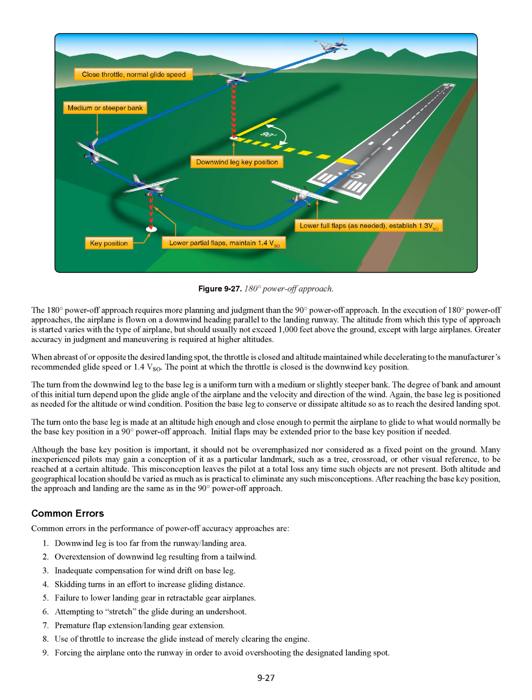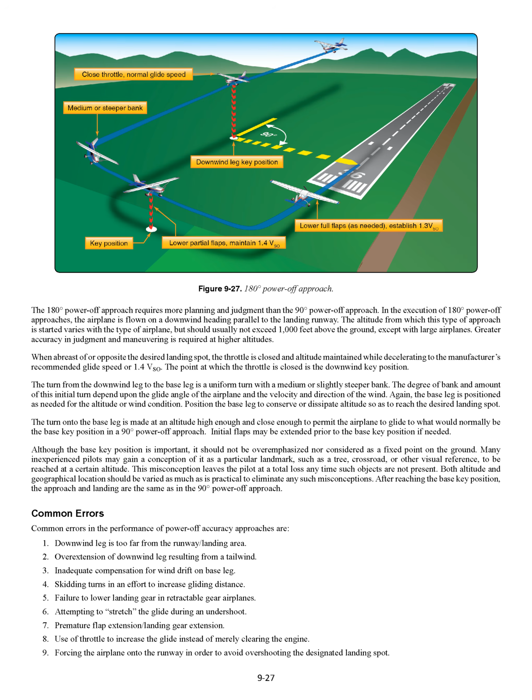In the execution of 180 degrees power off approaches, the airplane is flown on a downwind heading parallel to the landing runway. The altitude from which this type of approach is started varies with the type of airplane, but should usually not exceed 1,000 feet above the ground, except with large airplanes. Greater accuracy in judgment and maneuvering is required at higher altitudes. When abreast of or opposite the desired landing spot, the throttle is closed and altitude maintained while decelerating to the manufacturer's recommended glide speed or 1.4 VSO. The point at which the throttle is closed is the downwind key position.